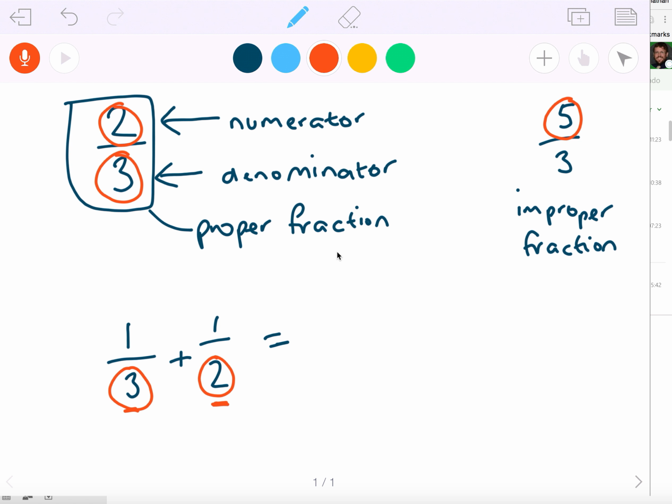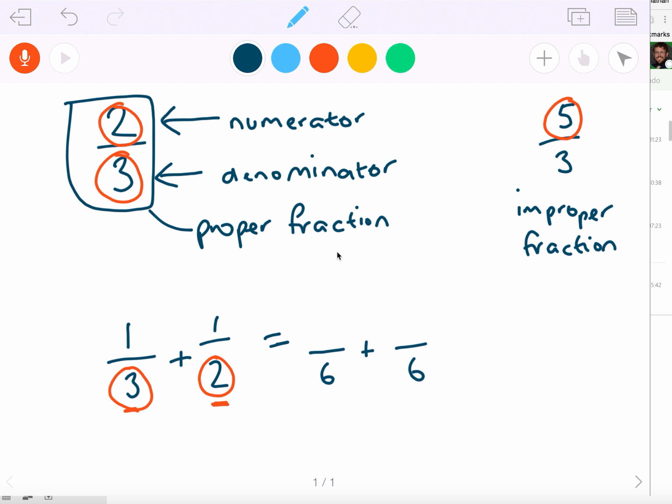If we think about the first multiple of 3, it is, of course, 3. Is 3 a multiple of 2? No, it isn't, so we can't use that. What's the second multiple of 3? It's 6. Now let's have a look at 2. Is 6 a multiple of 2? Yes, it is, so we can use that as our common denominator. I'm going to put that as our common denominator underneath. I've changed the denominator to 6.